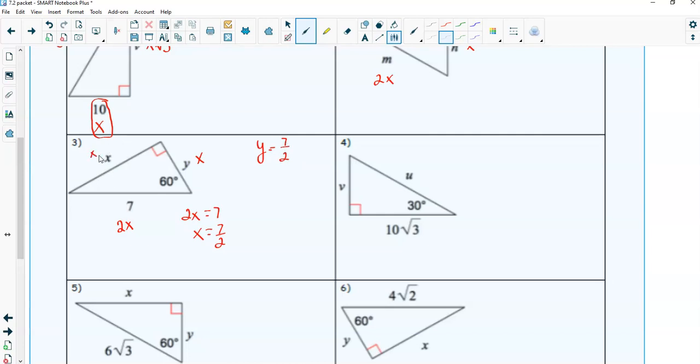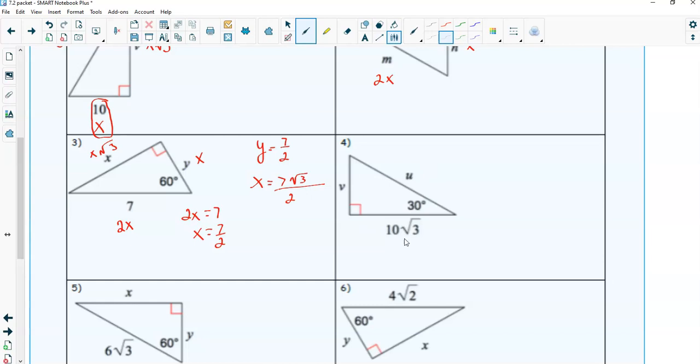So since x is 7 halves, then the long leg is 7 halves times the square root of 3. So we have x equals, in this case right here, 7 halves times the square root of 3. See, 7 halves times the square root of 3. And there you have it.